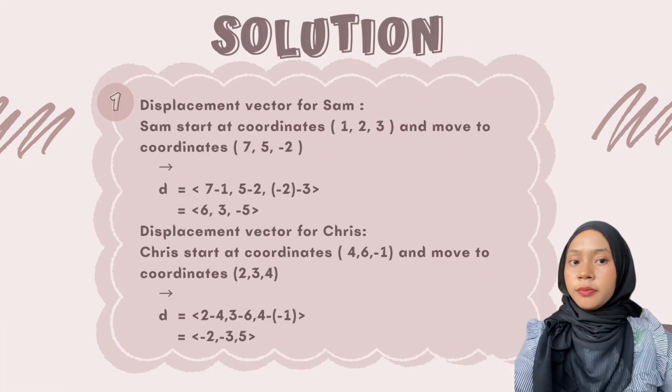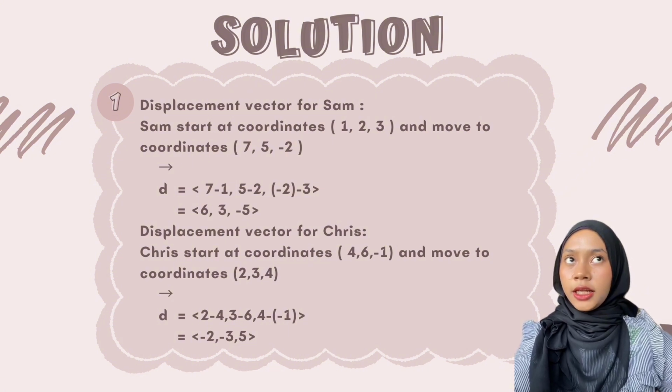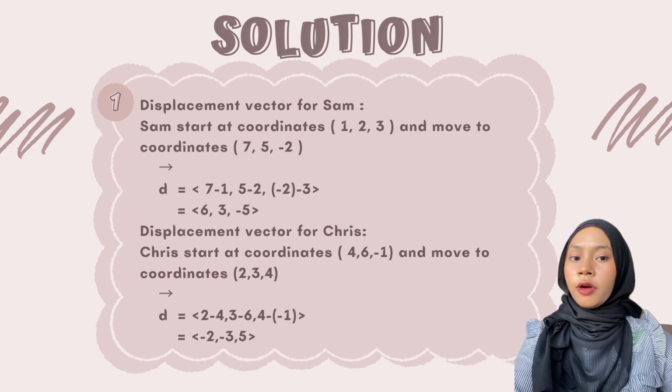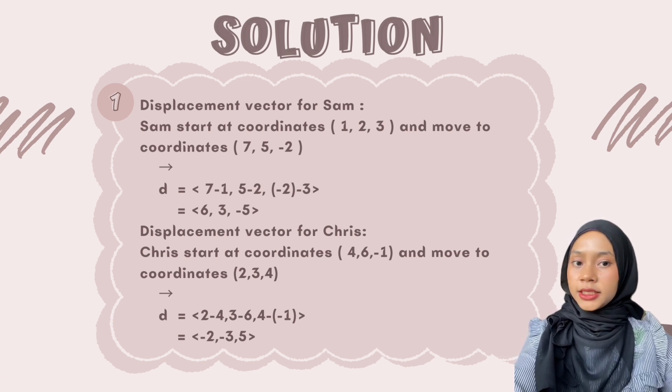For the first step, displacement vector for Sam. Sam starts at coordinate 1, 2, 3 and moves to coordinate 7, 5, -2. To find the displacement, we just need to subtract the first coordinate from the final coordinate. So we get 7 minus 1, 5 minus 2, -2 minus 3. And we get 6, 3, -5.